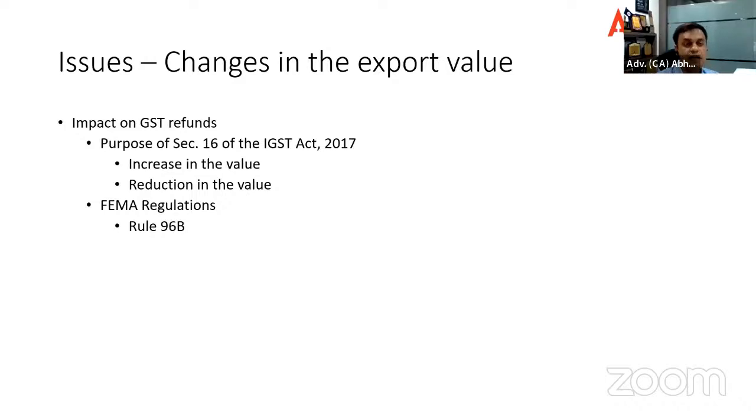Now, here to my mind, one will have to read the FEMA regulations into Section 16 of the IGST Act and then look at the purpose of Section 16. The purpose of Section 16 is to refund whatever credit has accumulated on account of exports. The value is only a denominator used for the quantification of the refund amount. The FEMA regulation, what we saw earlier, permits the exporter to reduce the value. There are conditions stipulated in the FEMA regulation which say that the reduction is permitted only to the extent of 25% of the invoice value. Beyond 25%, reduction is not permissible. So if, let us say, you have issued a 1 lakh euro invoice, only a reduction up to 25,000 euros would be permissible under the FEMA regulation.